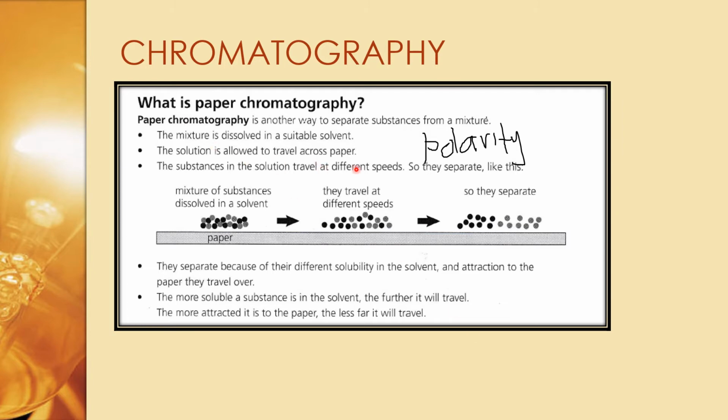We use chromatography paper, or we can also use filter paper. The mixture of substances dissolved in the solvent travel at different speeds, so they separate because of the different solubility in the solvent and attraction to the paper they travel over. The more soluble a substance is in the solvent, the further it will travel. The more attracted it is to the paper, the less far it will travel. So that's why our solvent is very important, because of this polarity, because the intermolecular forces attract.